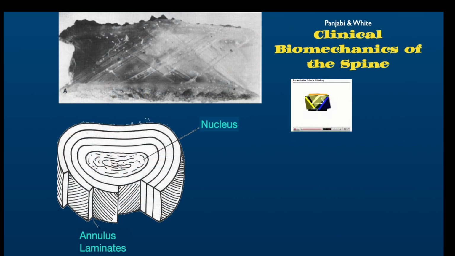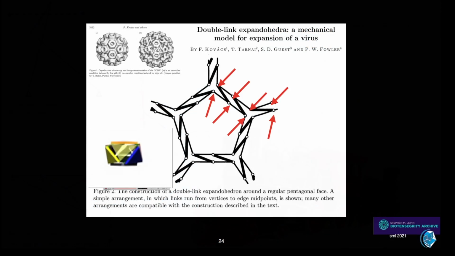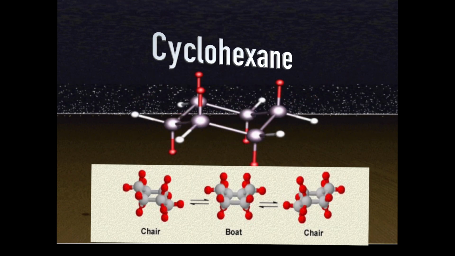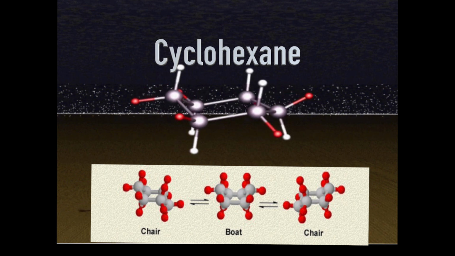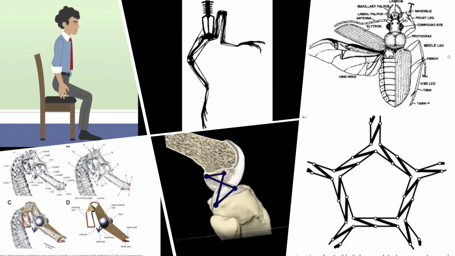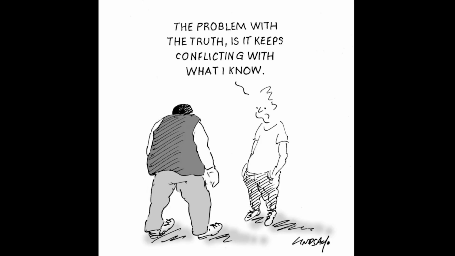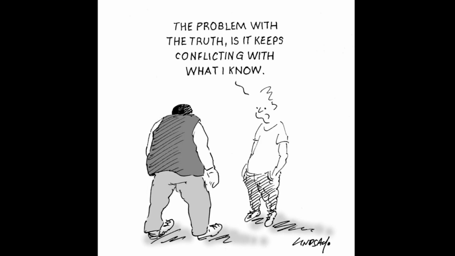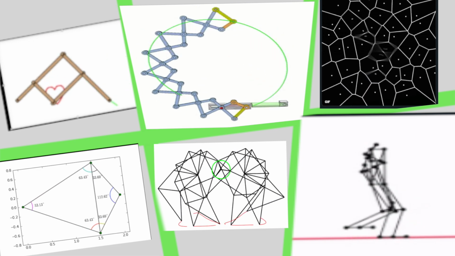Here it is at the micro level in intervertebral discs, the mechanics of a virus, and at the molecular level, as in the chair boat flip of cyclohexane. Now, a single paradox challenges a paradigm. Multiple paradoxes require a rethinking of the paradigm, a paradigm shift. What is needed is a new paradigm that makes those apparent paradoxes irrelevant. Closed kinematic chains seem to fill the bill, and they're relevant at every scale level.